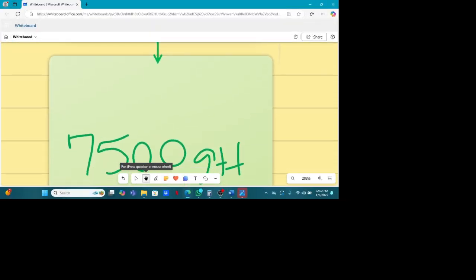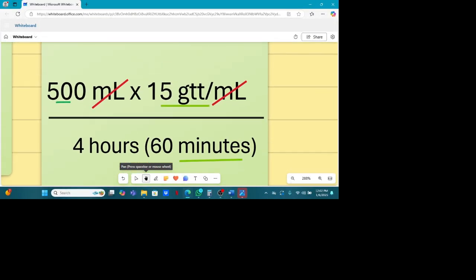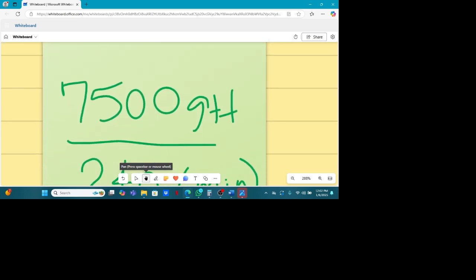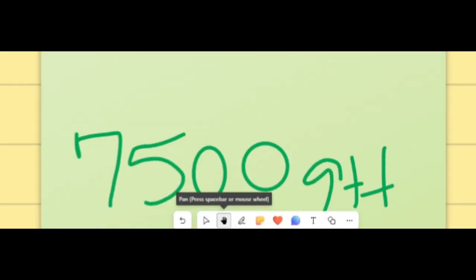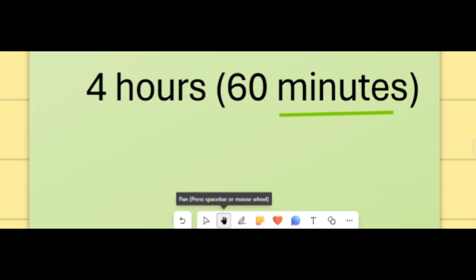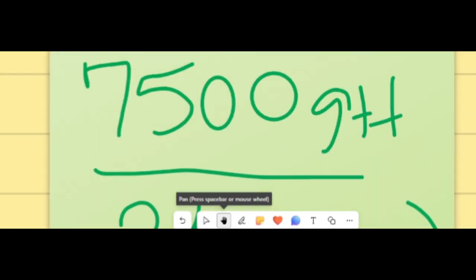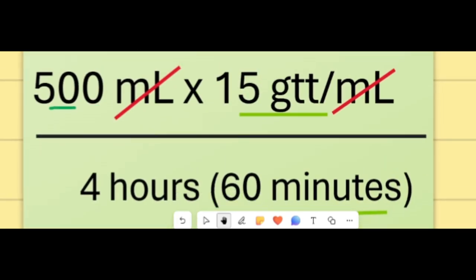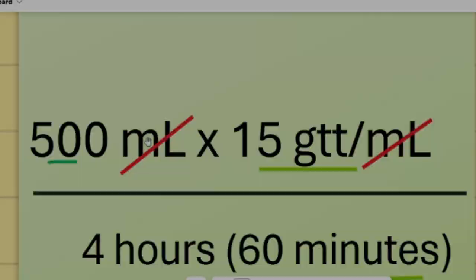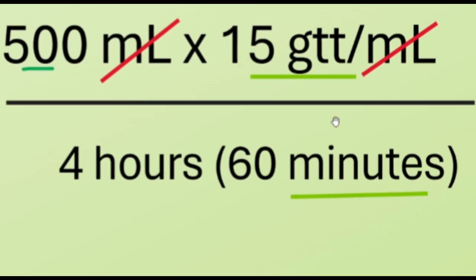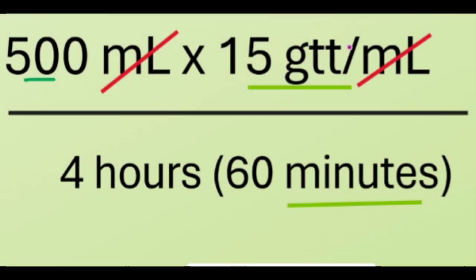Now we start to calculate. Okay, so you have 500 times 15, that gives you 7,500 drops, and then you have your time, which is 4 hours times 60 minutes, that gives you 240 minutes. Now notice that I canceled out the milliliters, because you want to make sure you set up your formula with what you are given and what you are looking for. We've canceled out the milliliters right here, and then you're given your drops, and then you're using minutes because you're converting your hours into minutes. Okay, so you're left with drops and minutes.